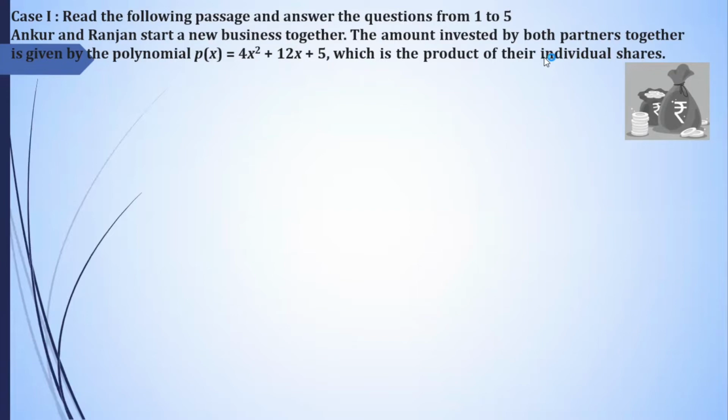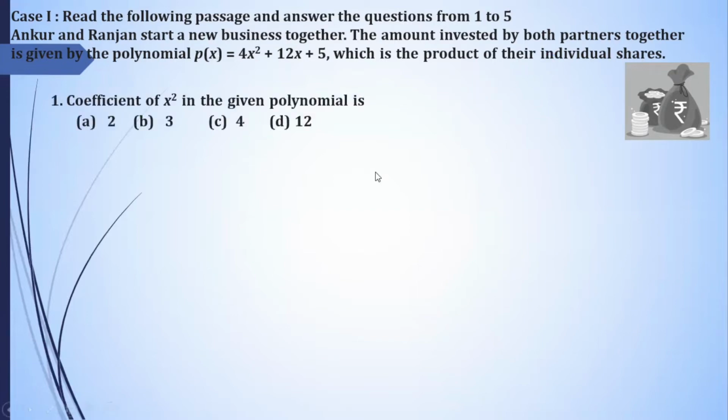So understand that carefully. The first question based on that says: the coefficient of x square in the given polynomial. So when you are asked to find the coefficient of x square, remember children, along with x square there is 4. So this 4 is the coefficient of x square. Okay, so this is your option. This is the easy one. If you are asked what is the coefficient of x, it will be 12. So the numerical value along with the variable is called its coefficient.